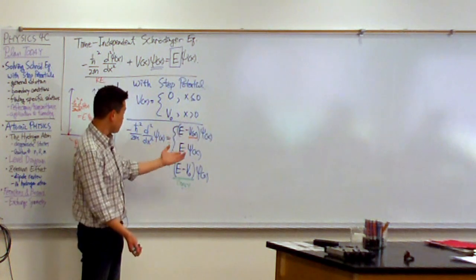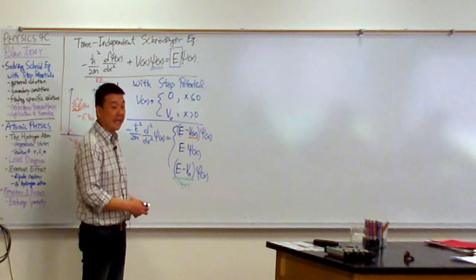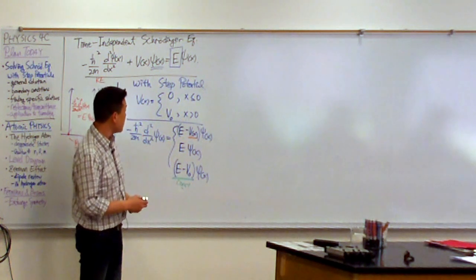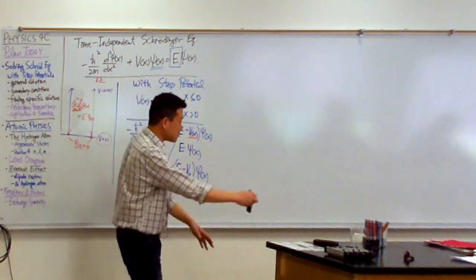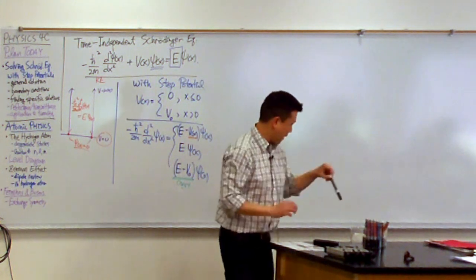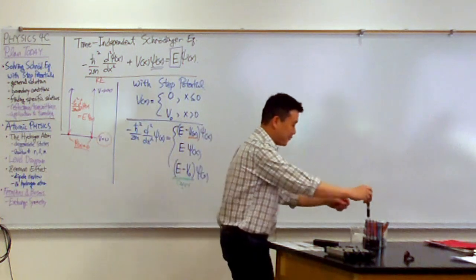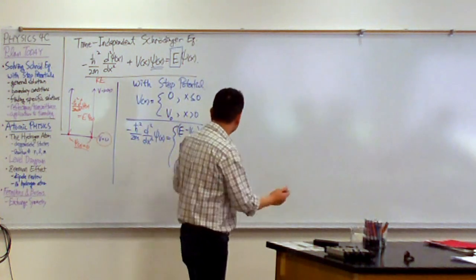Your constant here might be negative instead of positive, and you'll have a different class of solutions that matches that. So this is the step potential. Let's just work through one. Rather than me babbling on, it's a lot easier when I know what I'm babbling about. So let me just go through an example.